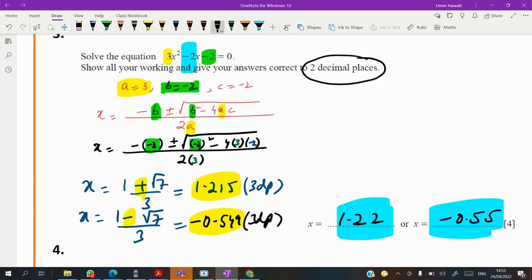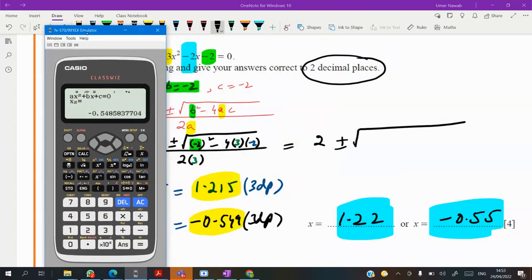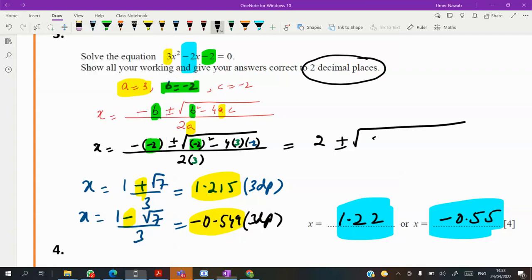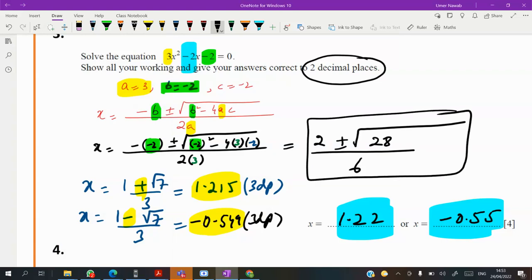If you want to show one more step, you can simplify it. It is 2 plus minus, and simplify the expression under the radical. So I'm going to show you how I do this. Bracket open, minus 2 squared minus 4 times 3, bracket close, bracket open, minus 2, and you get 28. And if you want to show one more step, you can write it here, and then your two surd forms, and then in decimal places you write your answers.